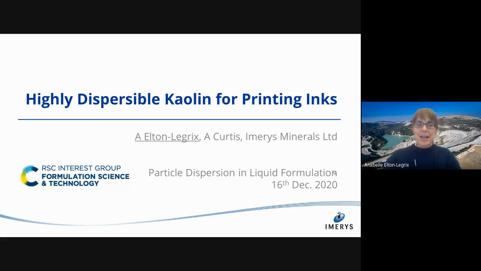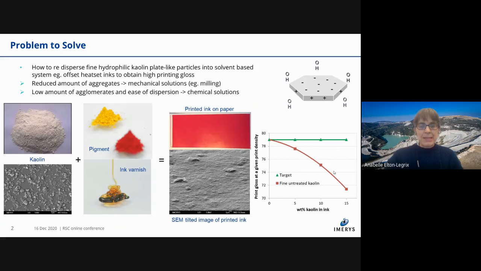Good morning, everyone. I'd like to present you some work that we've done at Imerys on dispersing kaolin for printing inks. So basically, the issue is kaolin is a hydrophilic aluminosilicate, so it likes to be dispersed in water. But sometimes we want to be able to use it in solvent-based applications. And one of these is heatset inks for glossy magazines.